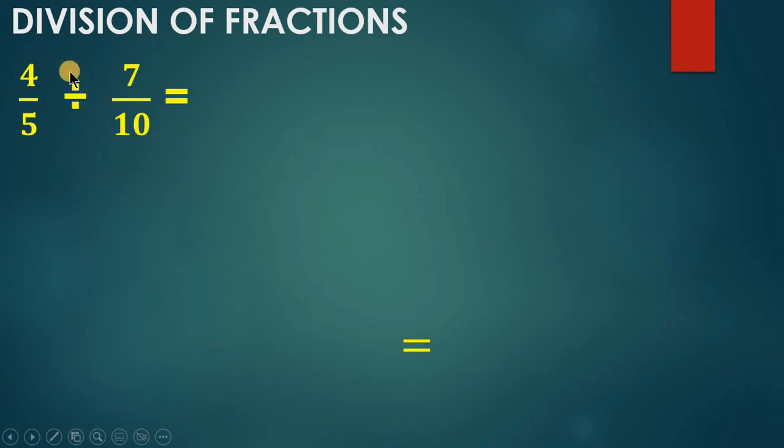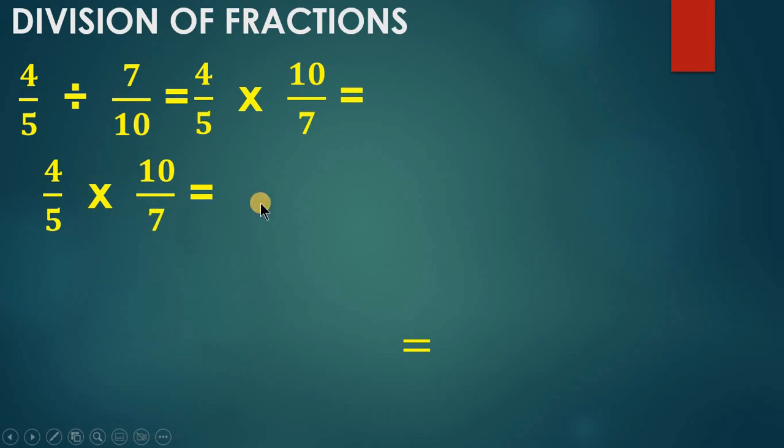Okay, next, we have 4 all over 5 divided by 7 all over 10. So, kunin natin yung reciprocal ng ating divisor. So, yan ay magiging 4 all over 5 multiplied by 10 all over 7. Ayan. So, shortcut natin, gamit ang greatest common factor ng 5 at saka 10. So, the greatest common factor is 5. 5 divided by 5 is 1. And then, 10 divided by 5 is 2.